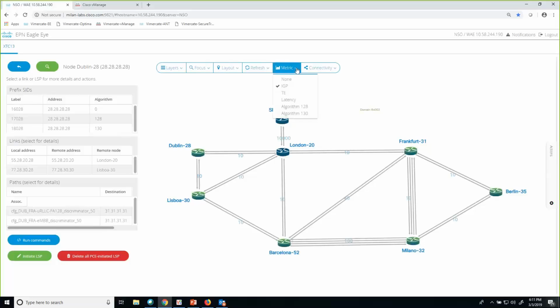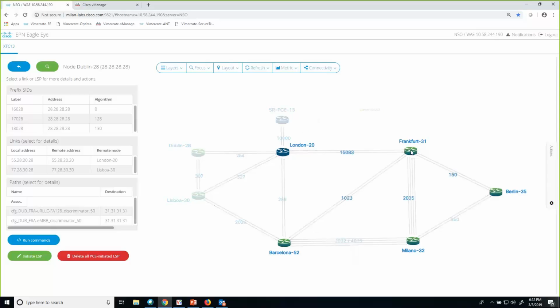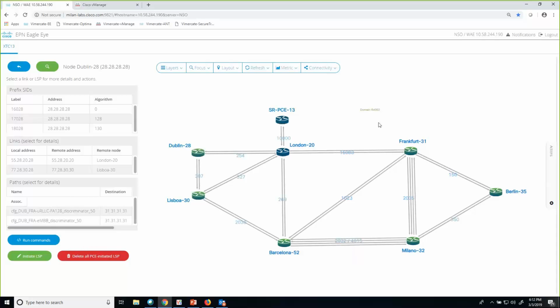I can also change my view of metrics to now the delay or the latency metric. These are actual delays measured based on MPLS performance measurement on the interconnected links between the routers in the topology. You can see as an example, the link between London and Frankfurt having a very high delay compared to the rest of the network, in this case 15,000 microseconds. This is in fact the view that we have in here. All the routers in the topology with the delay metric is in fact the view of what we call FlexAlgo 128. It is a slice that computes minimum delay across its members.